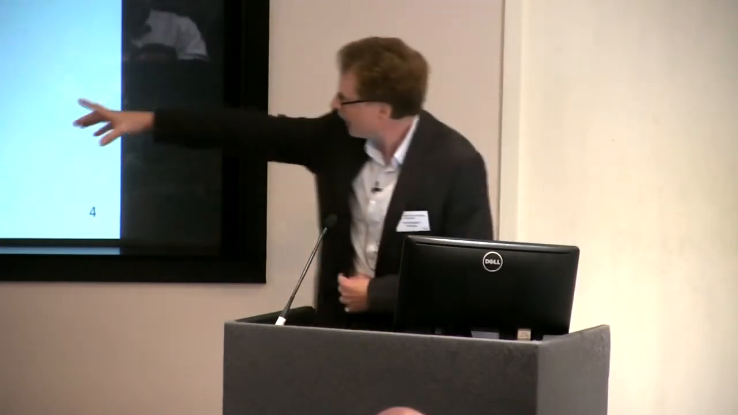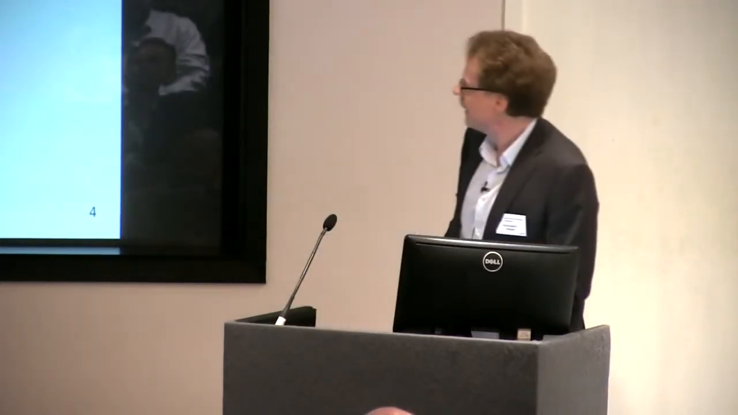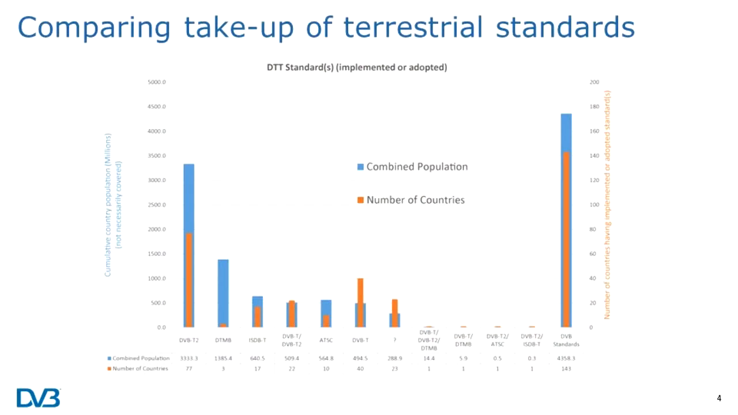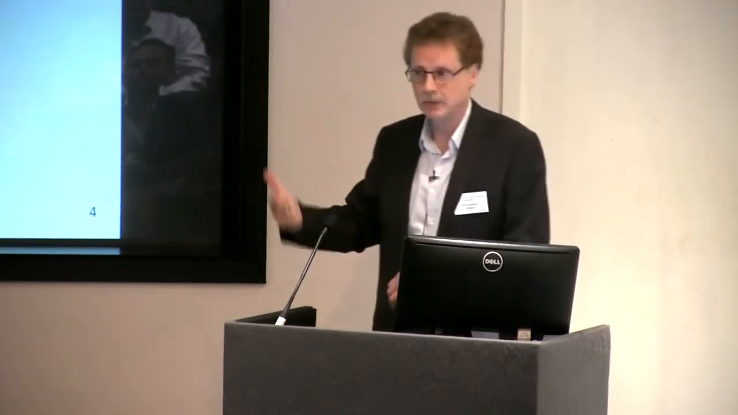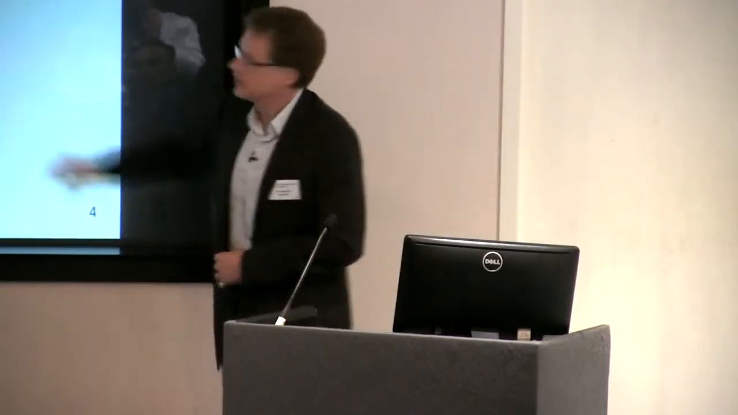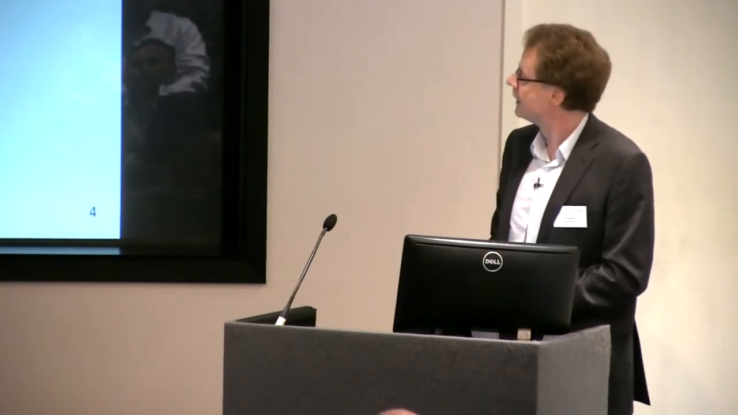You can see at the far bar on the left-hand side, you've got DVB-T2, so that's a pretty high bar. The next bar along is DTMB, then you've got ISDB, and then those countries who've adopted mixtures of DVB, DVB-T and DVB-T2, as we have in the UK at the moment. We have both standards operating. And then the right-hand bar shows what you get if you add up all of the DVB standards. So you can see that DVB has definitely taken the lion's share.